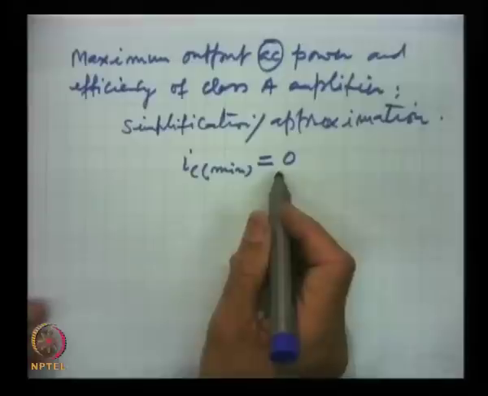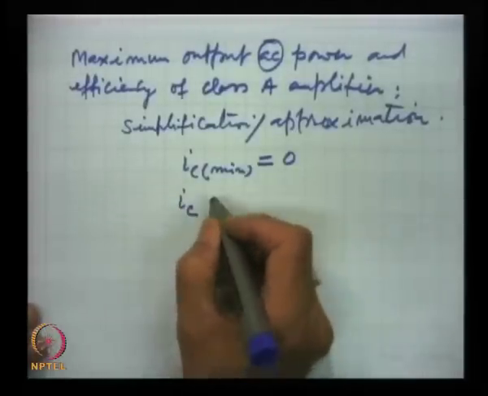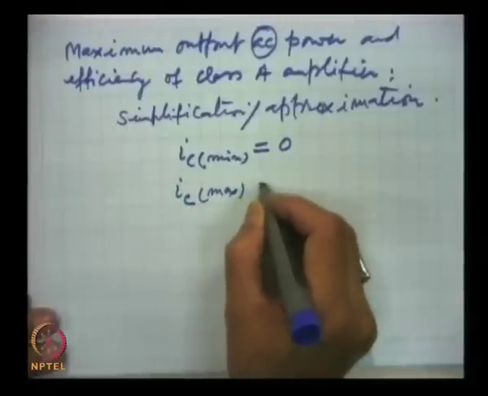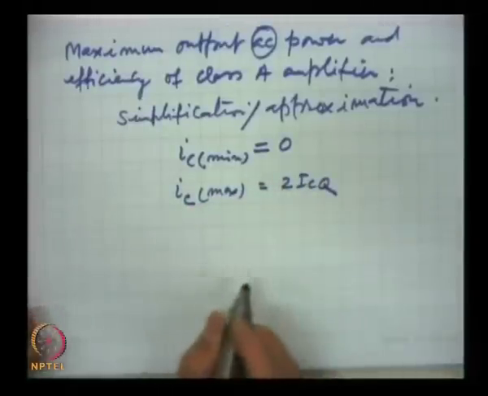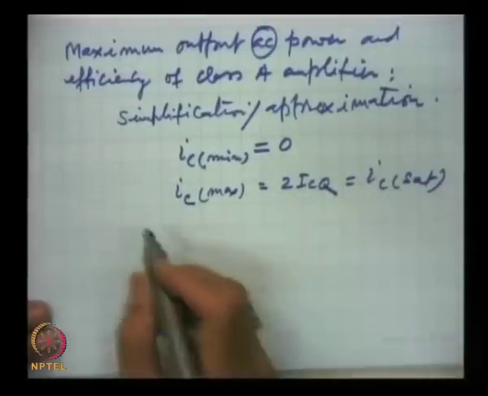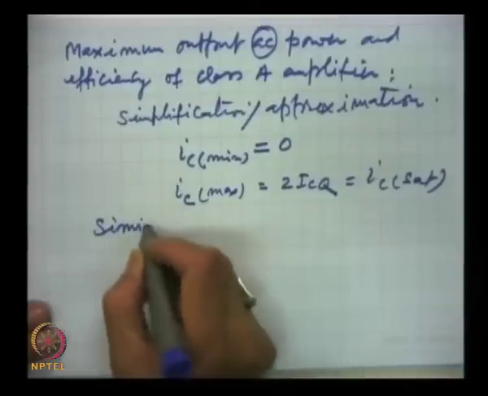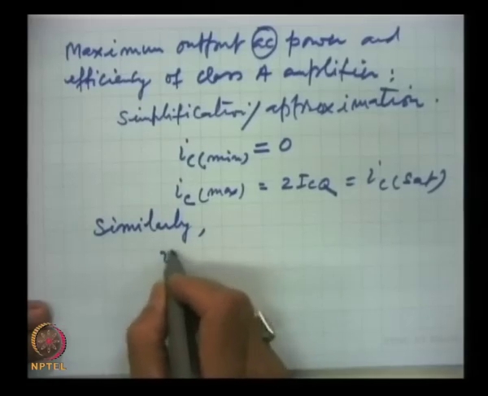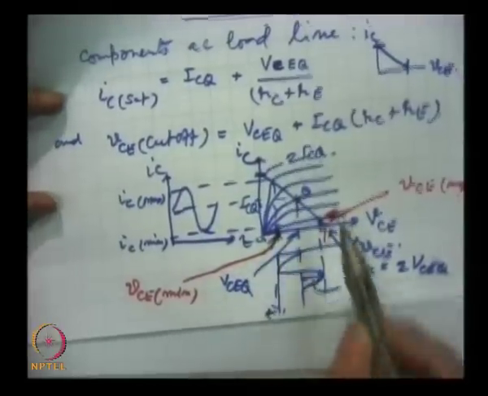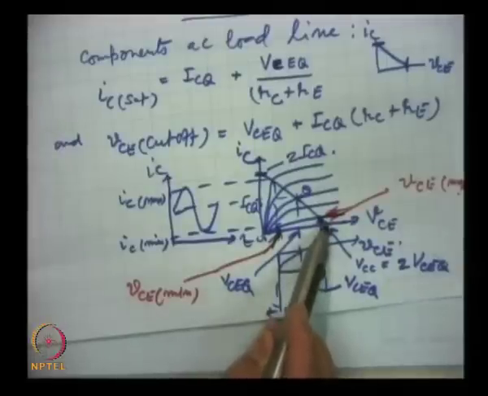So IC minimum we take as zero, and IC max, these points will become clear again. The error this approximation brings to the analysis is just a few percent, which is tolerable in all electronic circuits. IC max is taken as 2ICQ. Similarly for the minimum voltage, VCE minimum, we are taking it at zero, and this was the maximum voltage which we are taking at this point.